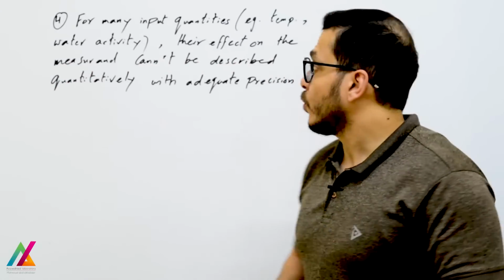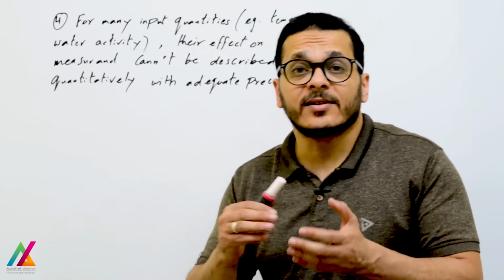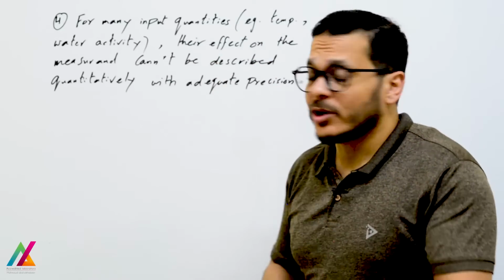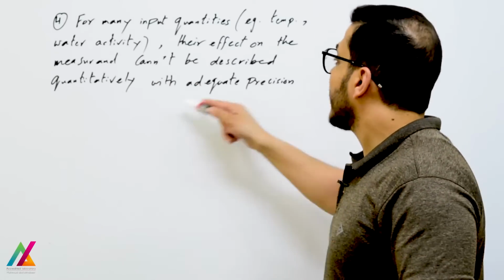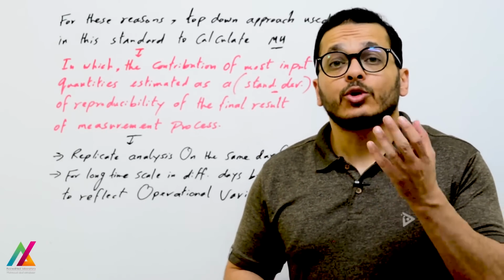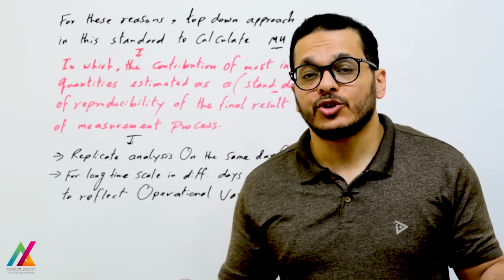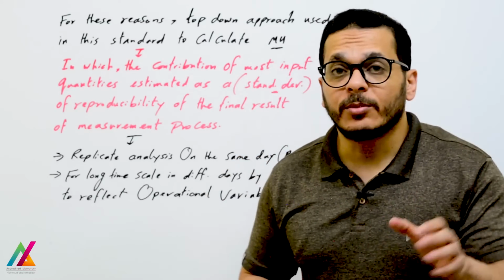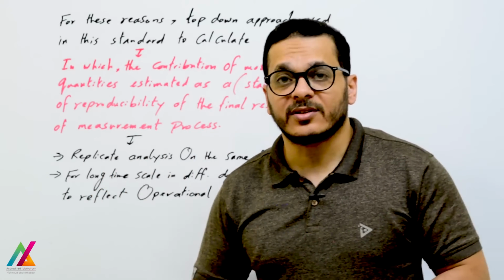And finally, for many input quantities such as temperature and water activity, which have a high effect on microorganisms, their effect on the measurement cannot be described quantitatively with adequate precision. For these reasons, contributions from each input quantity cannot be easily quantified in microbiological analysis, but can be easily quantified in chemical analysis, and this is the bottom-up approach in measurement uncertainty.